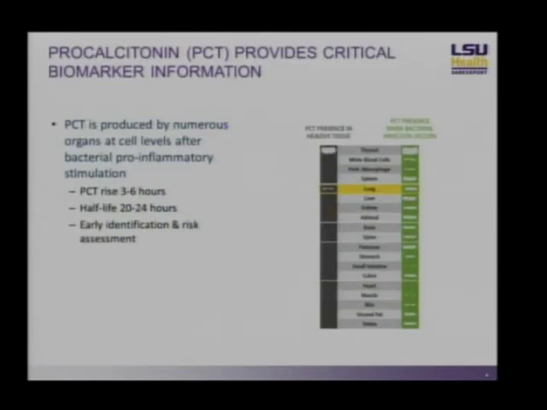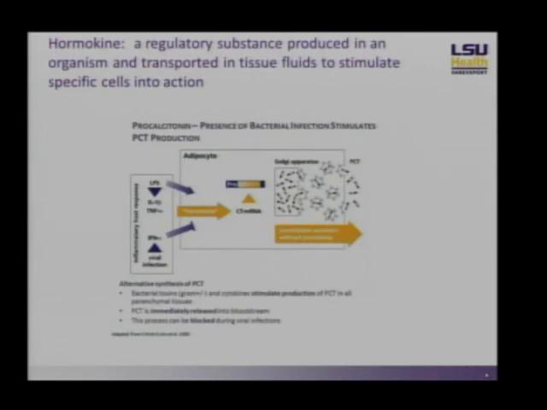And when you look at where it is produced, in the normal healthy person you're going to see a small amount being released in the thyroid and a little bit in the lung. In the truly bacterial infected patient, every organ but the heart will produce procalcitonin. So we're going to catch it if a patient has an infection.